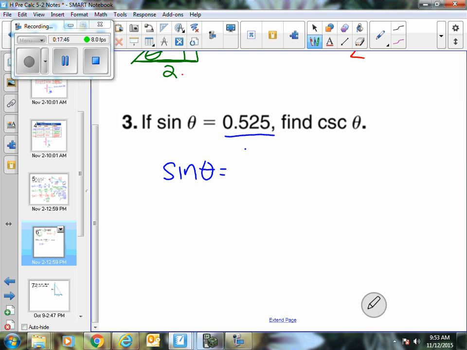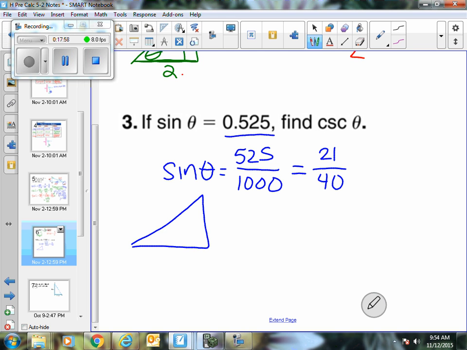Some people just do it on their calculator. I'm just going to write what it means. 525 over 1,000, right? We can reduce that. So go ahead, reduce that. I think that's 21/40ths. I can actually make a triangle then that represents that situation.